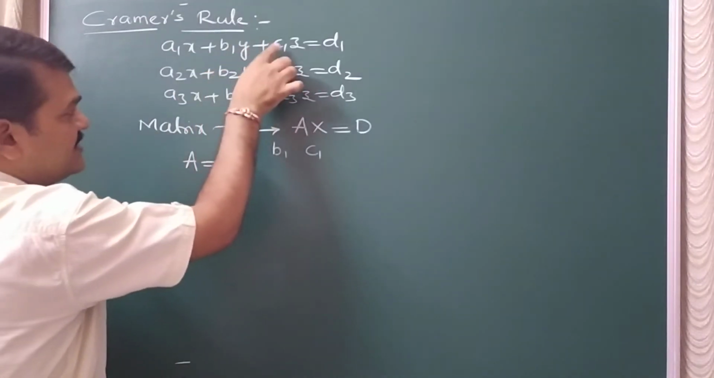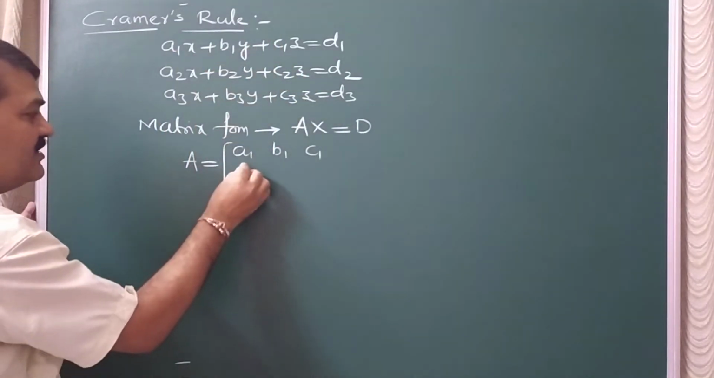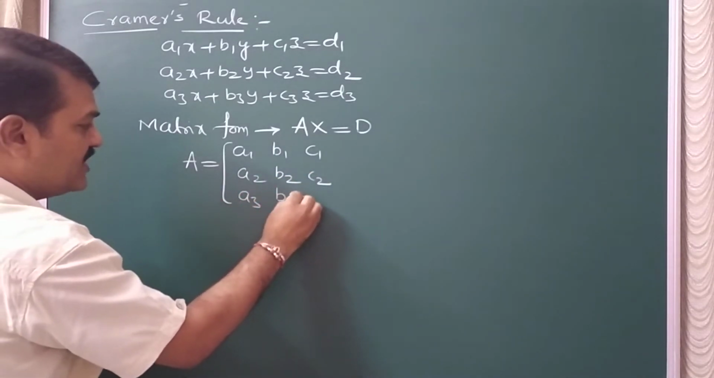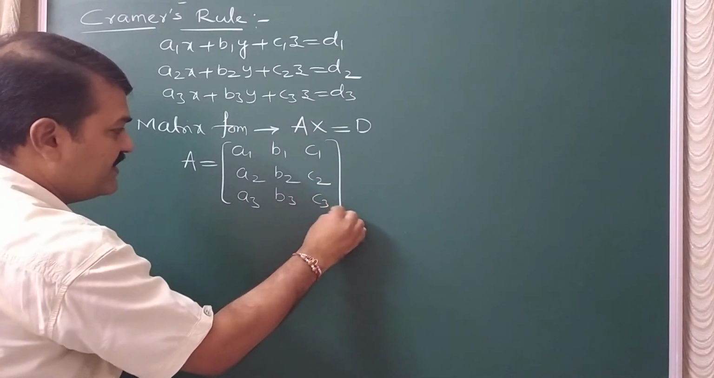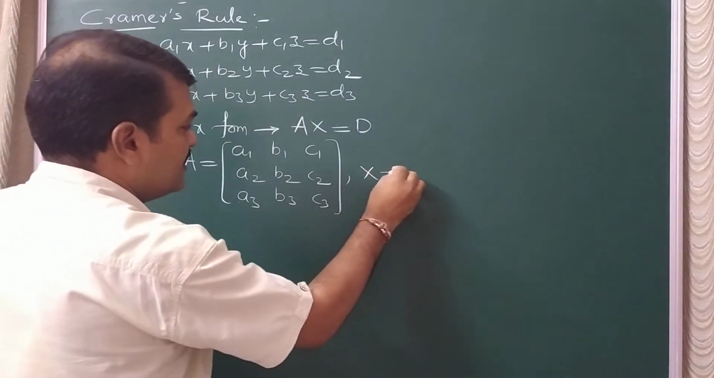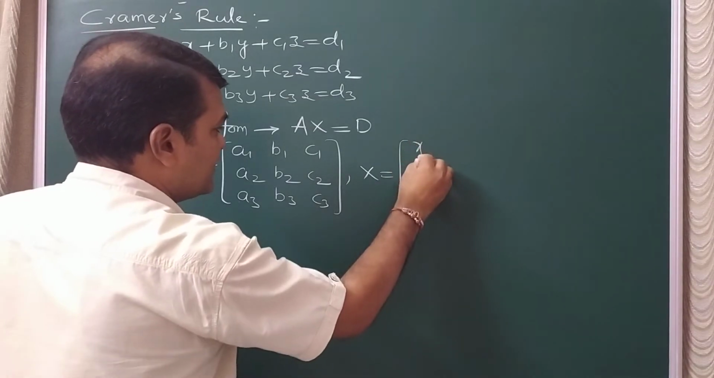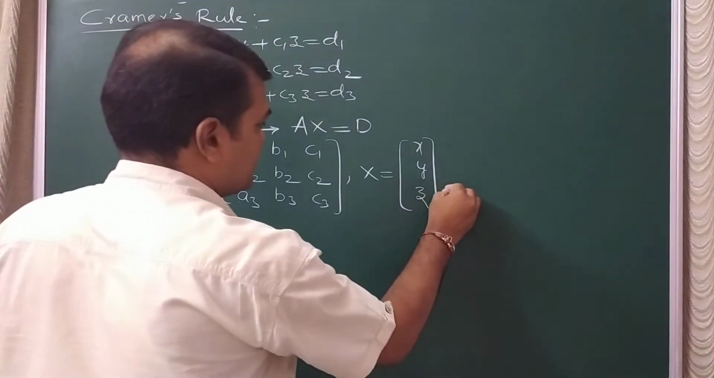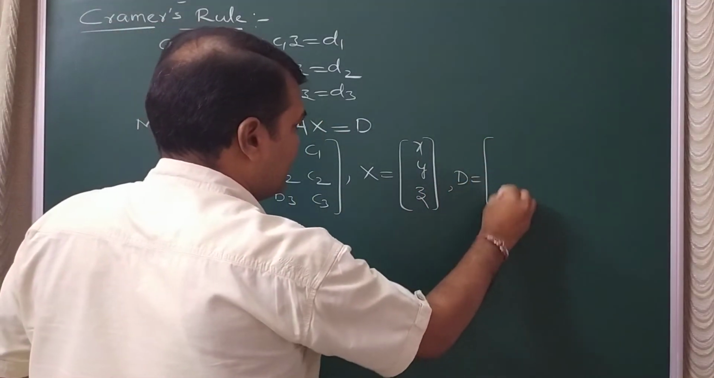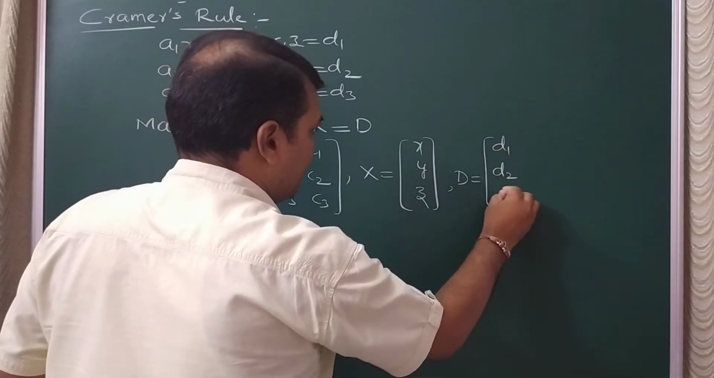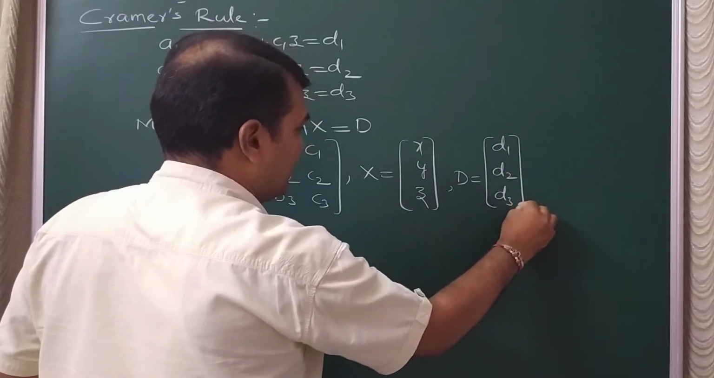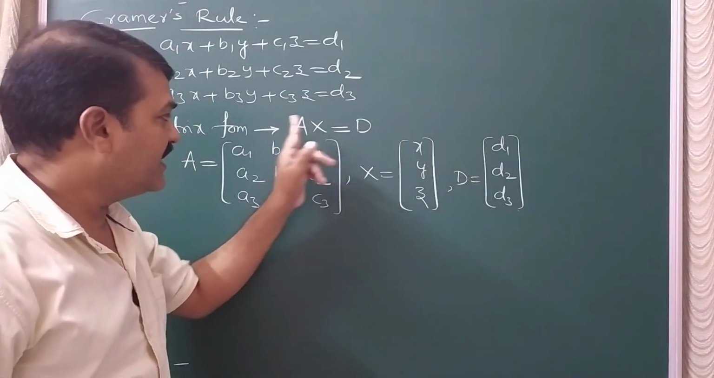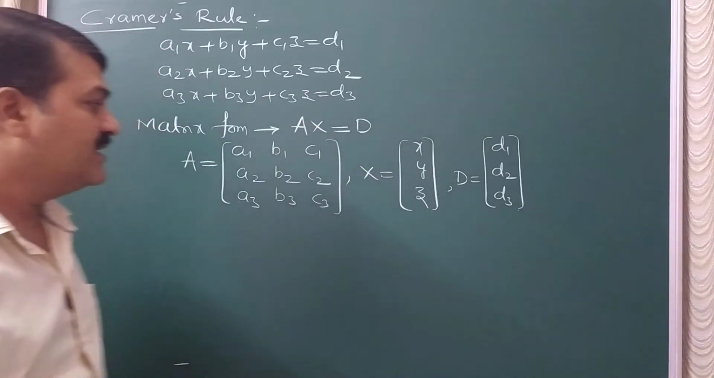So a1, b1, c1 are the coefficients of the first equation, a2, b2, c2 of the second equation, and a3, b3, c3 of the third equation. This is the coefficient matrix. Capital X contains all the variables, therefore it is called the variable matrix. Capital D contains all the constants, therefore it is called the constant matrix. So the A, X, D matrices will be like this.